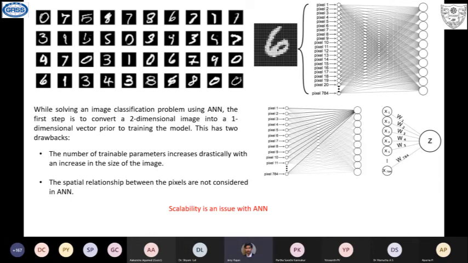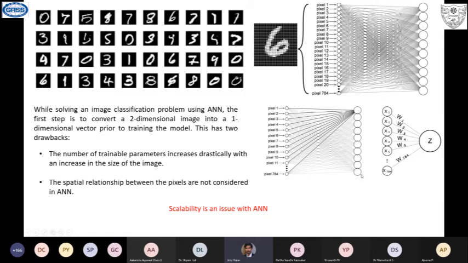So just assume that we increase the size of these images. Here it is 28 by 28. If it is 100 by 100, then the parameters will increase many fold. So the problem is scalability. You cannot simply scale an artificial neural network with just one layer. We saw how many parameters are there.